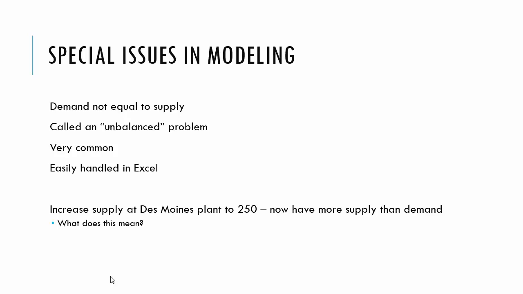So, what if Des Moines increased its monthly capacity, or its supply, to 250 units? We now have more supply than is demanded. So what would the final answer look like? Well, if we continue to minimize cost, then at least one factory will not ship all of its supply, resulting in inventory buildup at that factory if we continue to produce at full capacity.